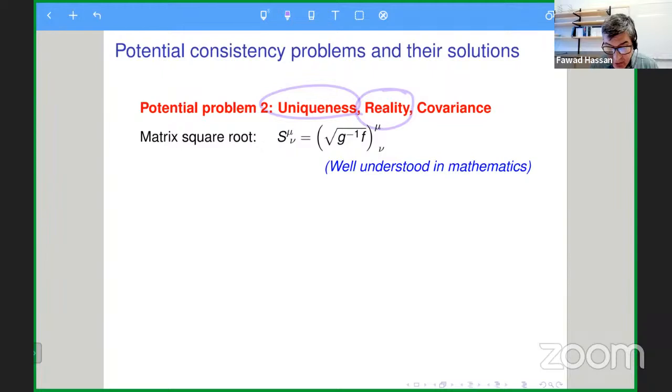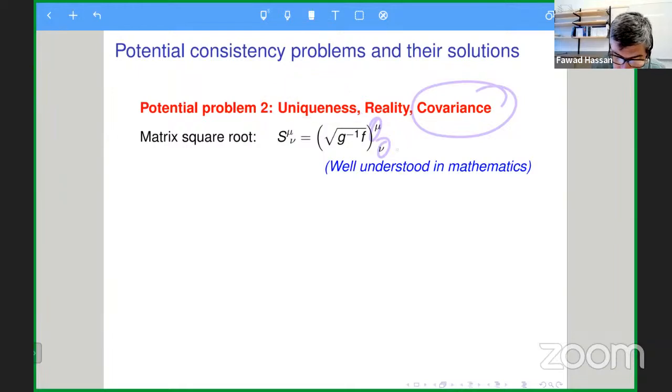And thirdly, the square root may not transform covariantly. So the square root is highly problematic. It's not unique. It's not necessarily real, and it's not even covariant. In the sense that it does not transform, even though it has one index up and one index down, like a 1-1 tensor under general coordinate transformations. It may or may not. So this could be a big problem basically.